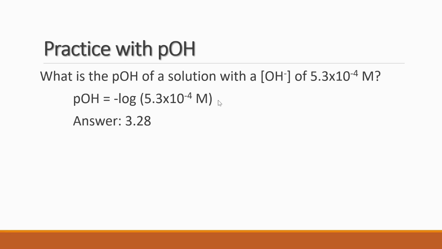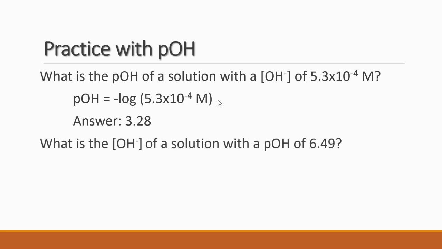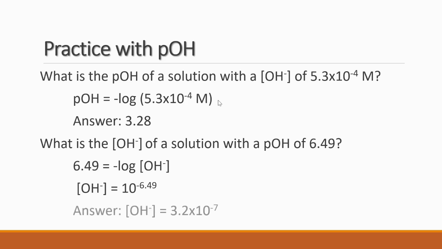What if we need to do the opposite? What if I give you the pOH and you need to solve for the hydroxide concentration? Well, just like with pH, we plug in the pOH into the equation. We rearrange the equation by dividing by -1 and then taking the antilog. So the antilog of negative 6.49. And so we get a hydroxide concentration of 3.2 times 10 to the negative 7. And again, there should be a molarity on the end of that because this is concentration. So there should be a capital M at the end here for molarity.